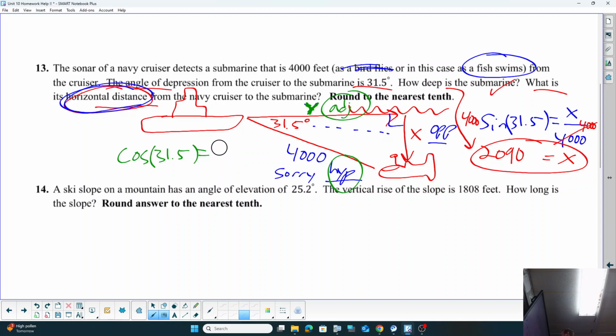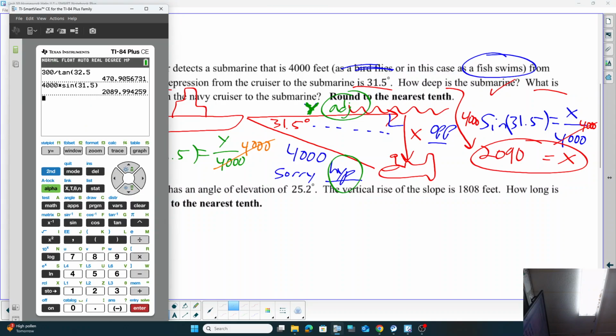So cosine is what? Cosine is adjacent over hypotenuse, yeah, that's right. So that's going to be adjacent, call it y, over hypotenuse. Now you're going to multiply the 4,000 to the other side. All we're going to do now is change it to cosine. So we go second enter, which brings up the last thing we did, and change it to cosine now.